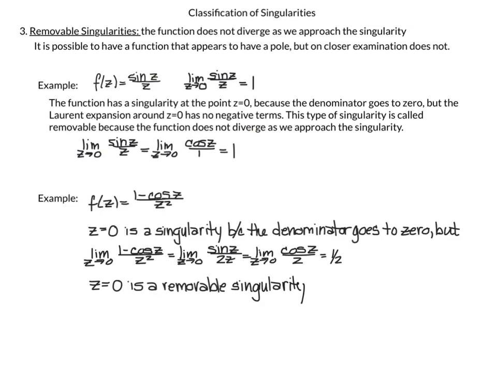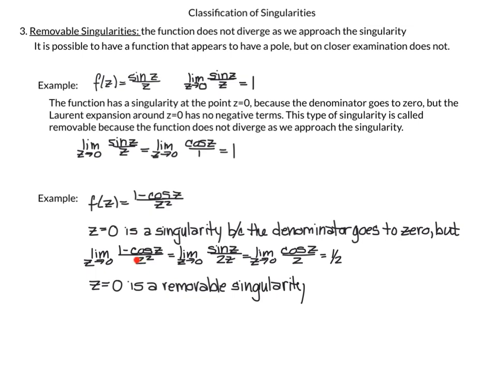Another example is the function f of z equals 1 minus cosine z over z squared. Again, z equals 0 is a singularity because the denominator goes to 0. But if we take the limit as z approaches 0 of 1 minus cosine z over z squared, plugging in 0, cosine 0 is 1, so we get 0 on the top, and then 0 squared is 0, so the numerator and denominator are both 0.